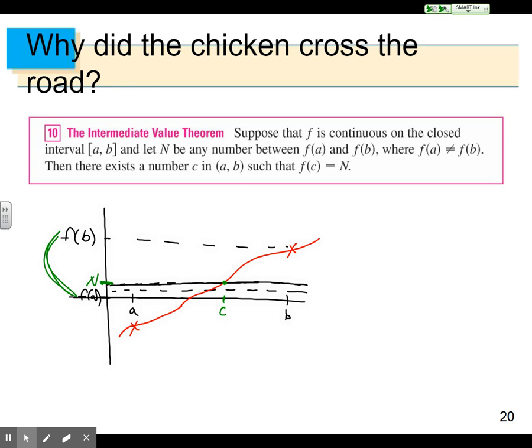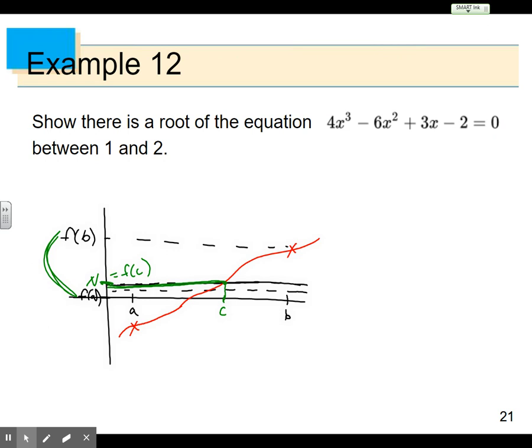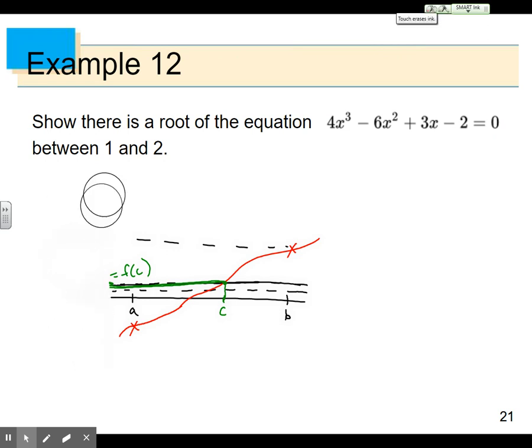Okay? And the whole idea is this n is going to map up exactly where f of c is equal to. So, someone says, why did the chicken cross the road? Tell them the intermediate value theorem. It's the same slide here. How are we going to use this?